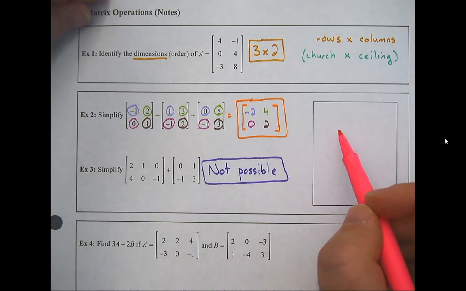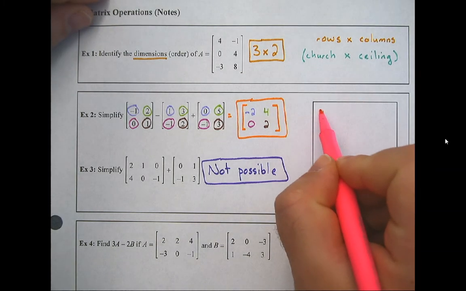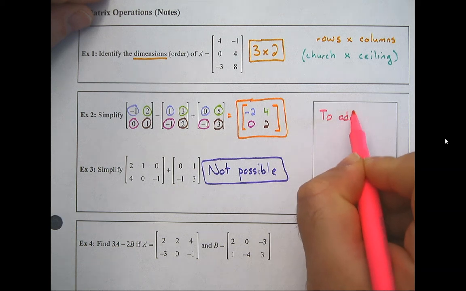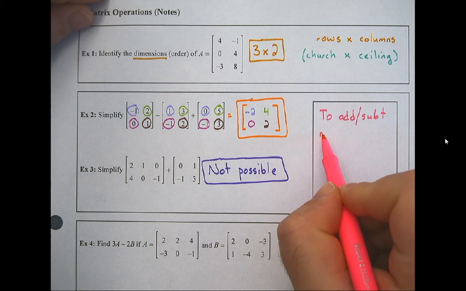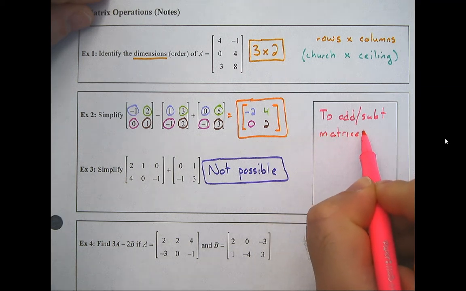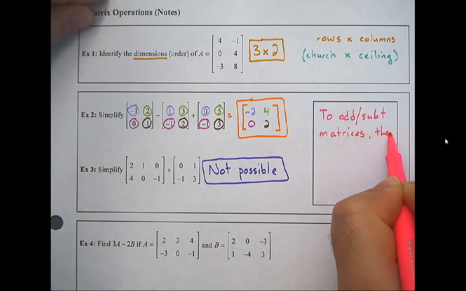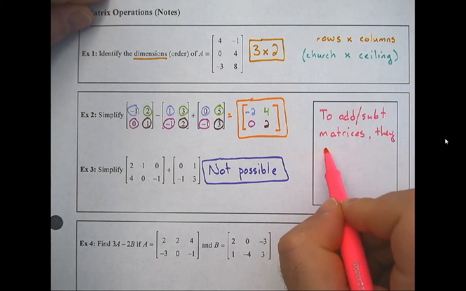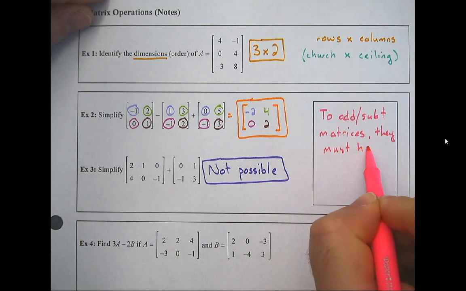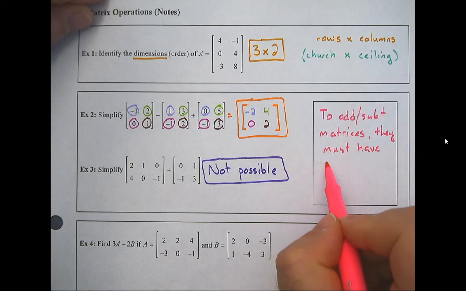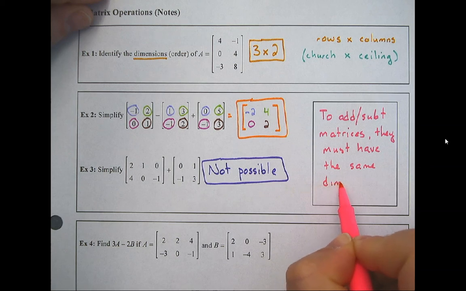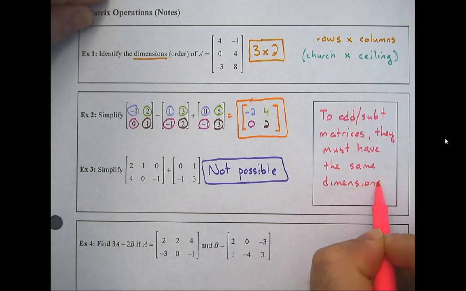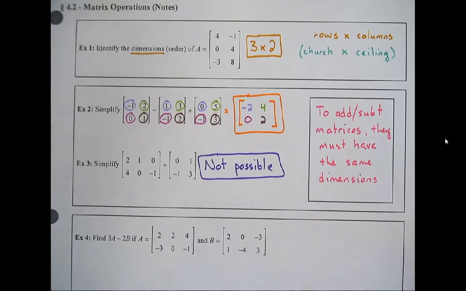So our little note here: to add or subtract matrices, they must have the same dimensions. To add or subtract matrices, the matrices must have the same dimensions.